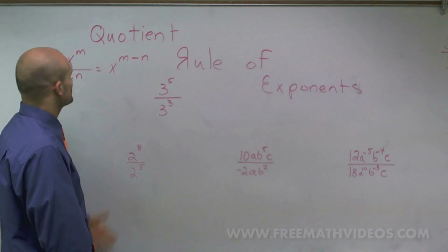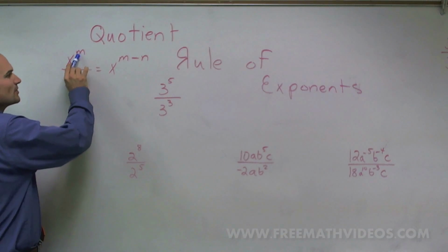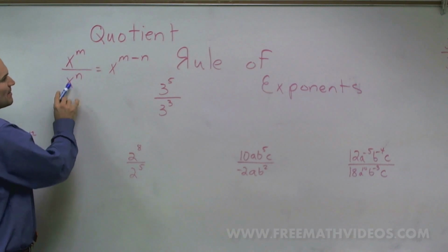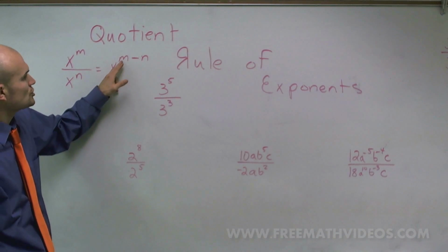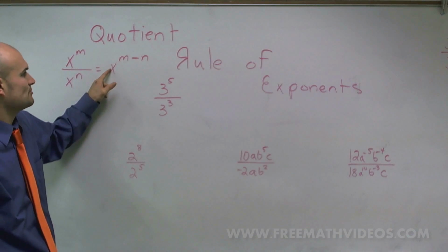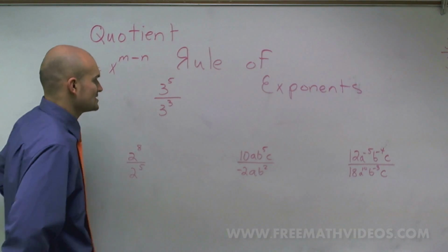So, the quotient rule of exponents simply states, if you have a number raised to an exponent, and then it is divided by that same number raised to an exponent, what you can do is subtract the exponent. So take your base and subtract the exponent. Let me explain this by looking at some numbers.